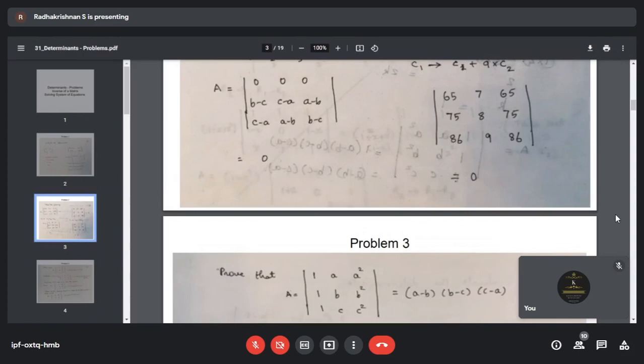Okay, look at problem 3. Now we are not proving that a determinant equals 0, but we have to prove that the determinant is a factor of, it's a combination of three factors. It's the product of these three expressions only.